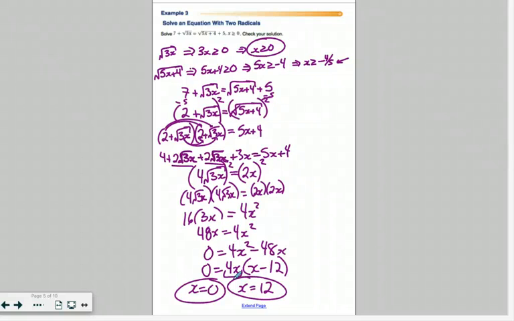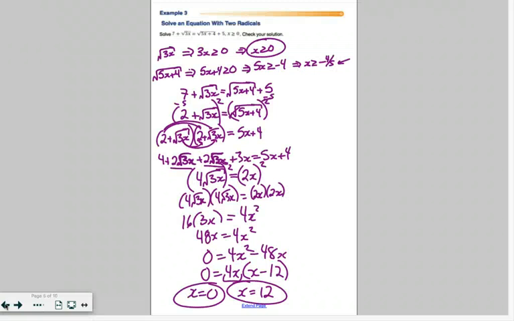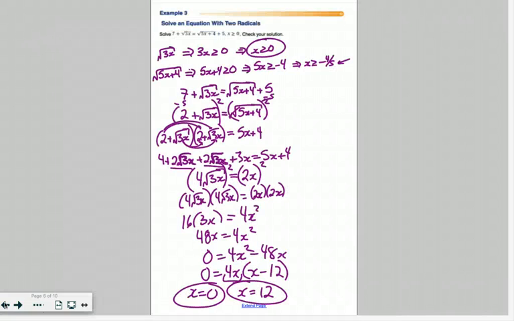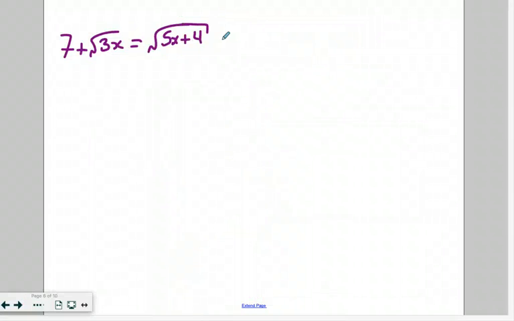Okay? But again, we need to check for any extraneous solutions, right? The question's even asked us to do that. It has asked us to check our solution. So we'll need to check both of those, 0 and 12. So again, we write down the original equation. So 7 plus root 3x, is it equal to square root of 5x plus 4 plus 5. Right, so one of our options was x being 0, so let's plug in 0 everywhere we see an x.